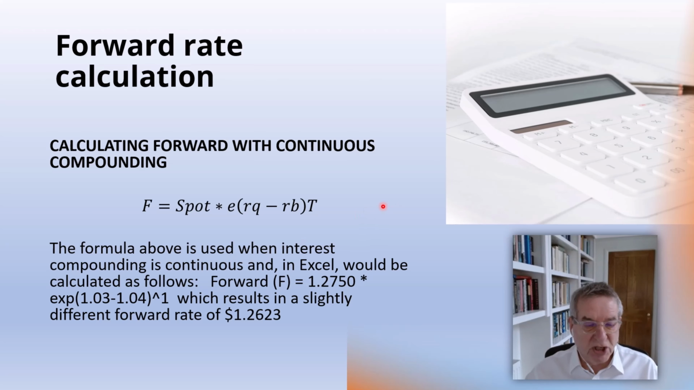So if we were to do this, let's say in Excel, we could easily calculate this. We have the 1.2750, and we use the Excel function exp, and in brackets we have 1.03 minus 1.04, which equates to minus 0.01. We raise it to the power 1 because it's only 1 year. That doesn't actually make any difference, of course. And it results in a slightly different forward rate to the one we calculated before, which is now 1.2623, which is 4 pips different from the rate that I showed on the previous diagram.